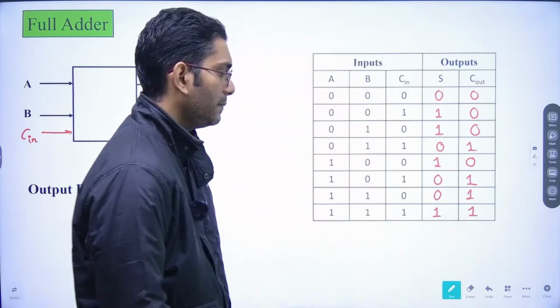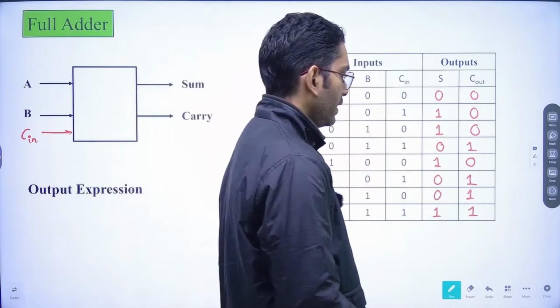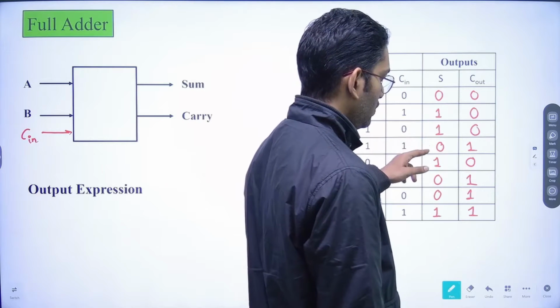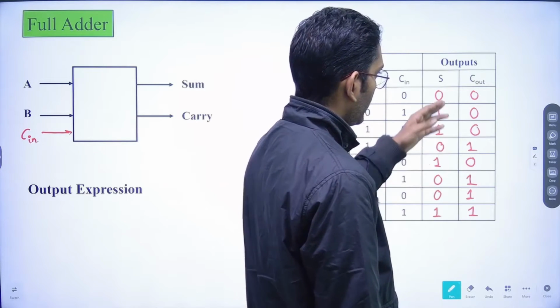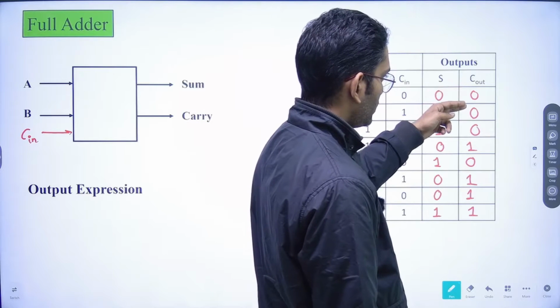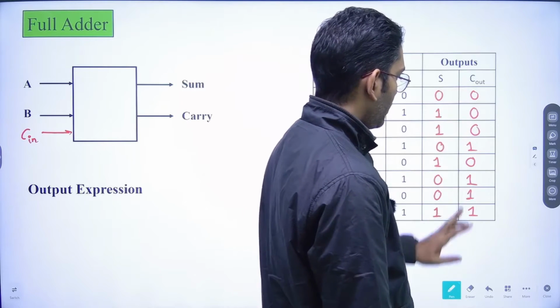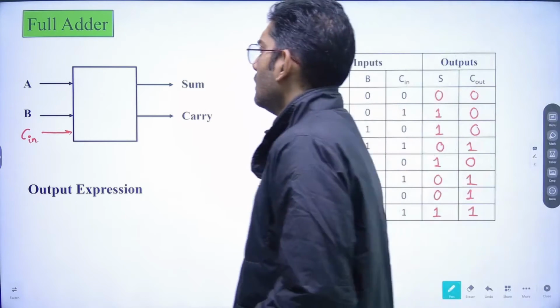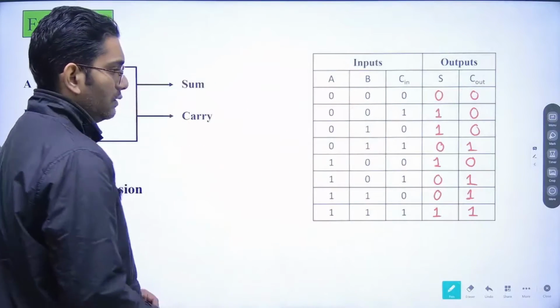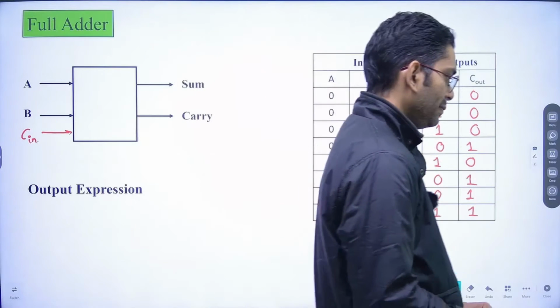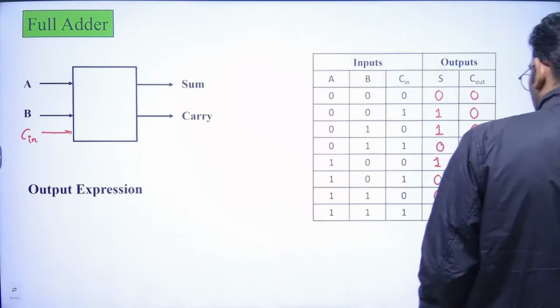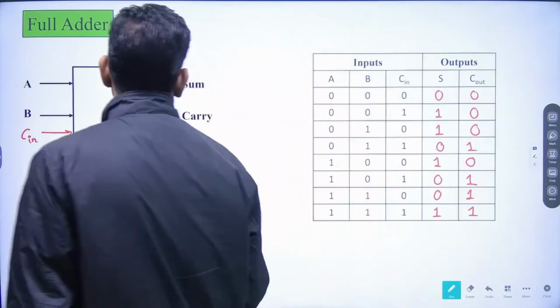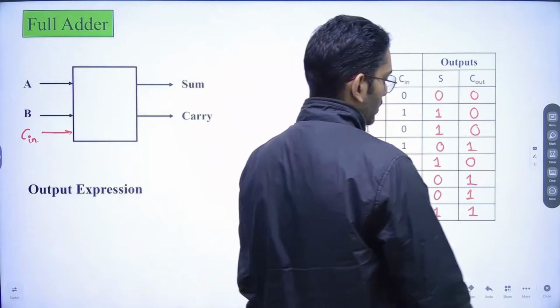Now in the sum case, we are getting 0, 1, 1, 0, 1, 0, 0, 1, and in the Cout we are getting 0, 0, 0, 1, 0, 1, 1, 1. Now what we can see from here is that if we wish to write down the output expression, then we can also write it down.